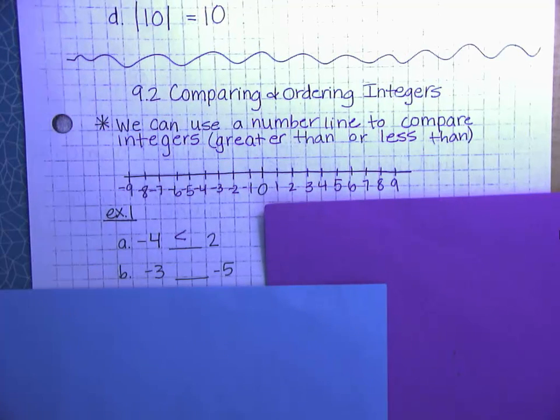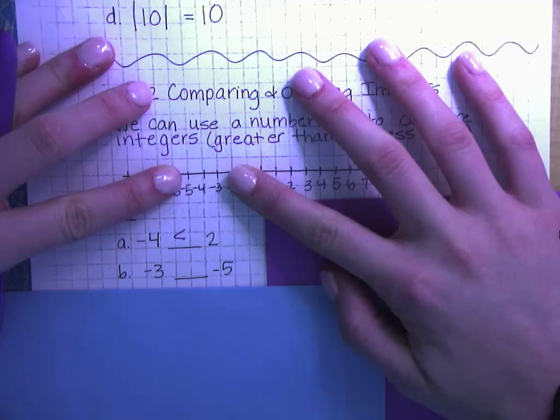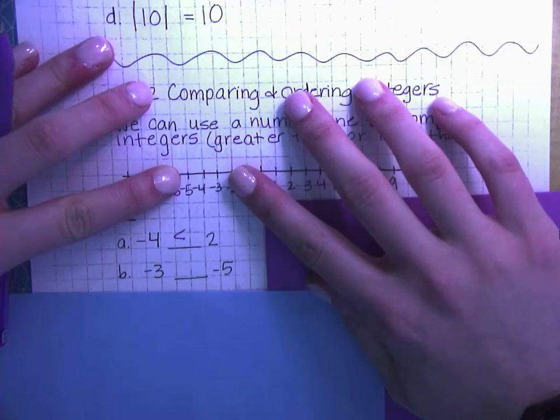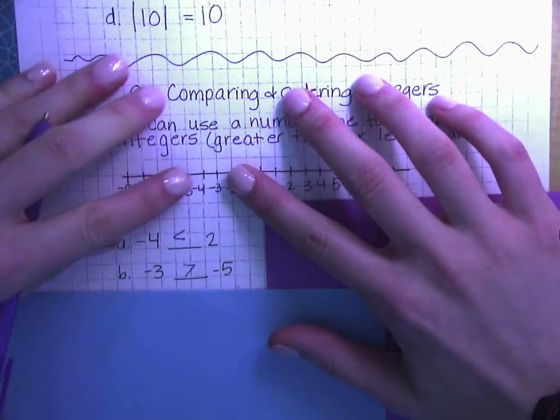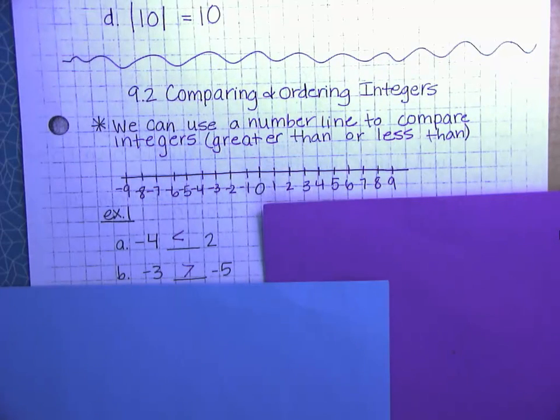Okay, what about -3 and -5? Is -3 greater than or less than -5? Greater than. Let's look at the number line. Because it's closer to 0 than -5. Exactly. With negative numbers, whichever one is closer to 0 is going to be greater. So -3 is going to be greater than -5. For positive numbers, it's going to be the opposite. Whichever one is further away from 0 is going to be larger. So basically the biggest one for positive.